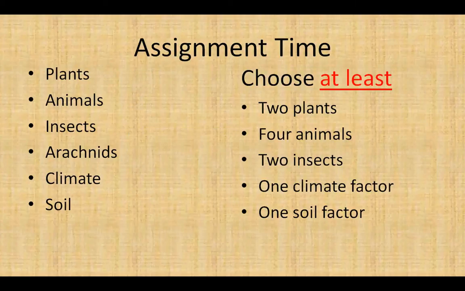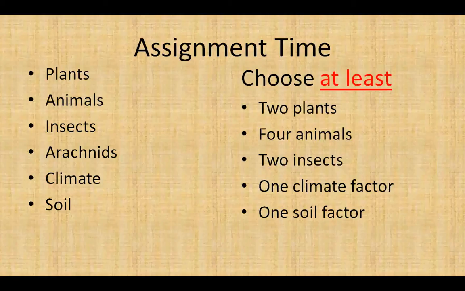Finally, you didn't think this was just free time? Assignment time. I have some categories here on the left: plants, animals, insects, arachnids, climate, soil. We just went over all of those. Now what you're going to do, if you look on the right, you're going to choose at least 2 plants, at least 4 animals, at least 2 insects, at least 1 climate factor, and at least 1 soil factor.